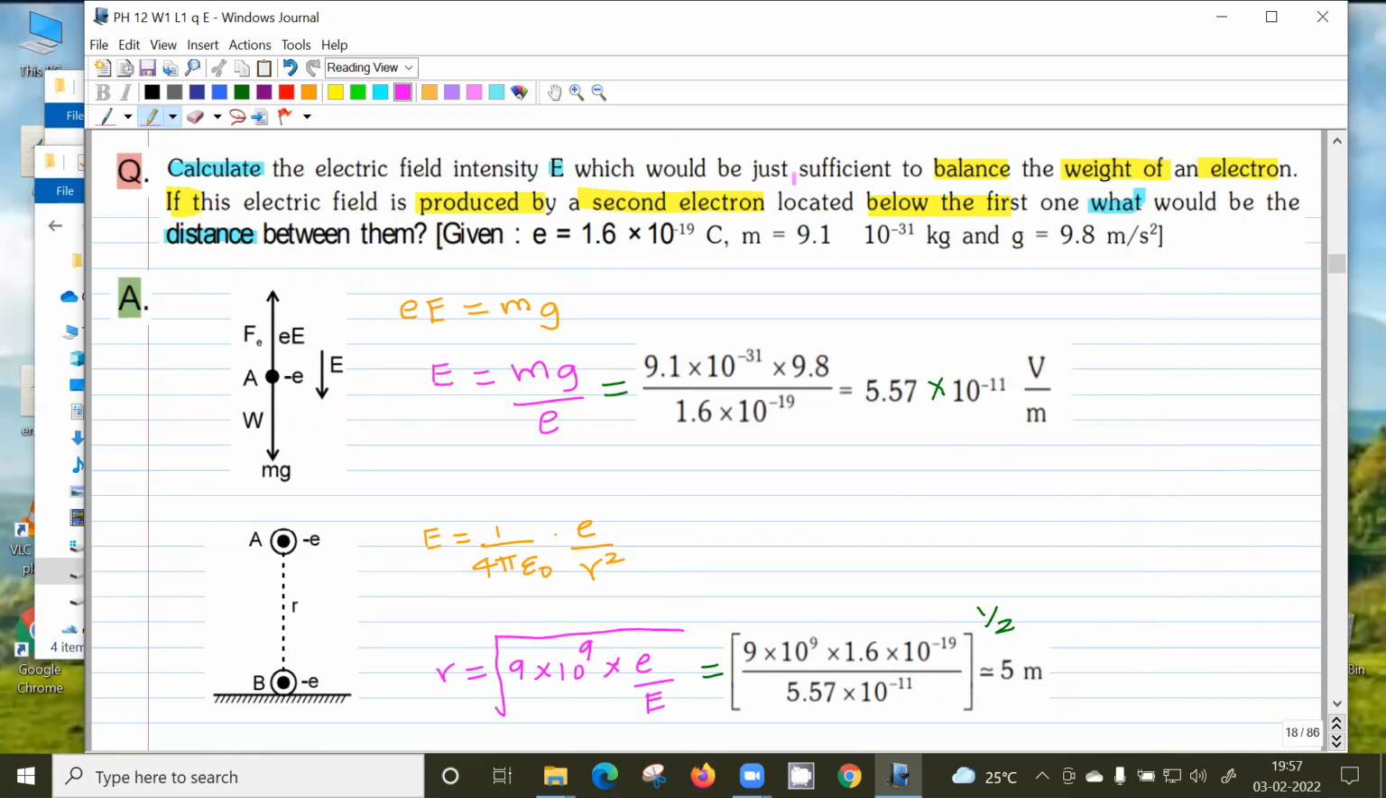Calculate the electric field intensity which will just sufficiently balance the weight of the electron. If this electric field is produced by a second electron below the first, what would be the distance between them? Electron charge is given. Okay, so we understood the question.